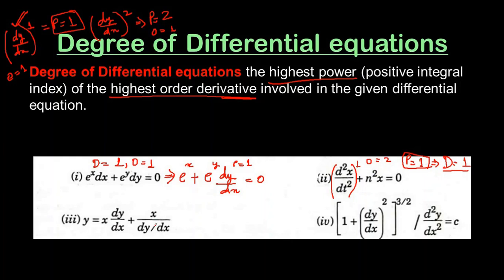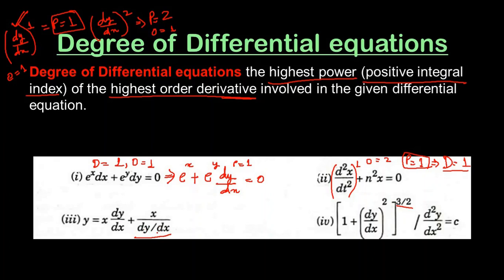Let's look at the third term. There is another very important concept about degree: it has to be a positive integral index. So it can't be negative and it can't be a fraction. Whenever you have derivative terms in denominators or in fractions, you will have to transform the equation and bring it into a form such that all derivatives have a positive integral value.